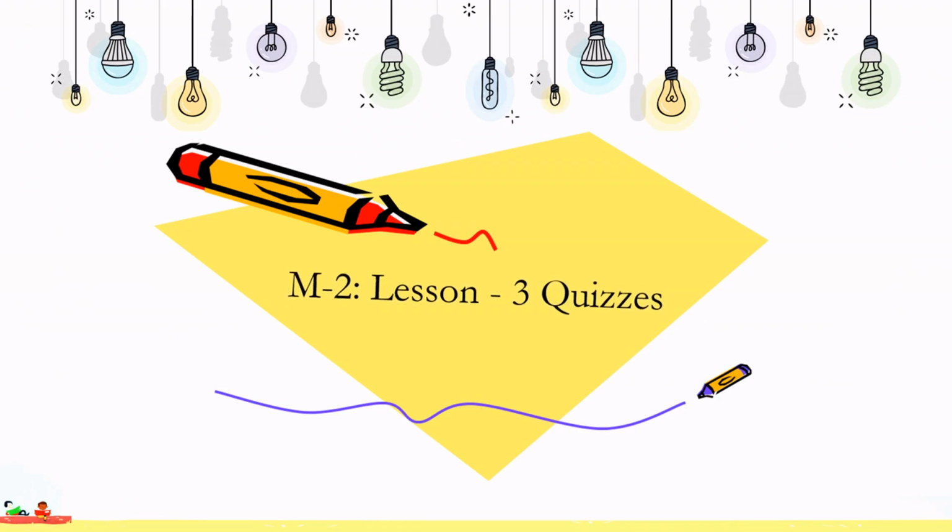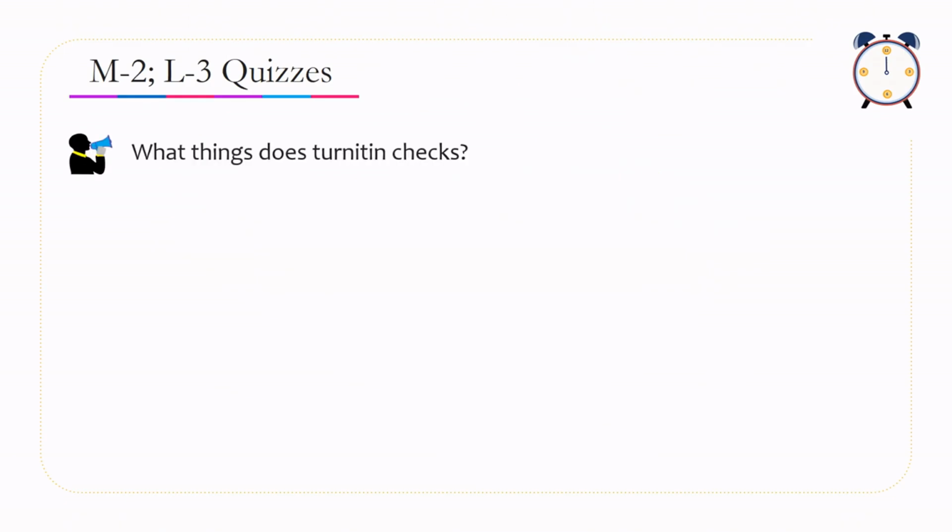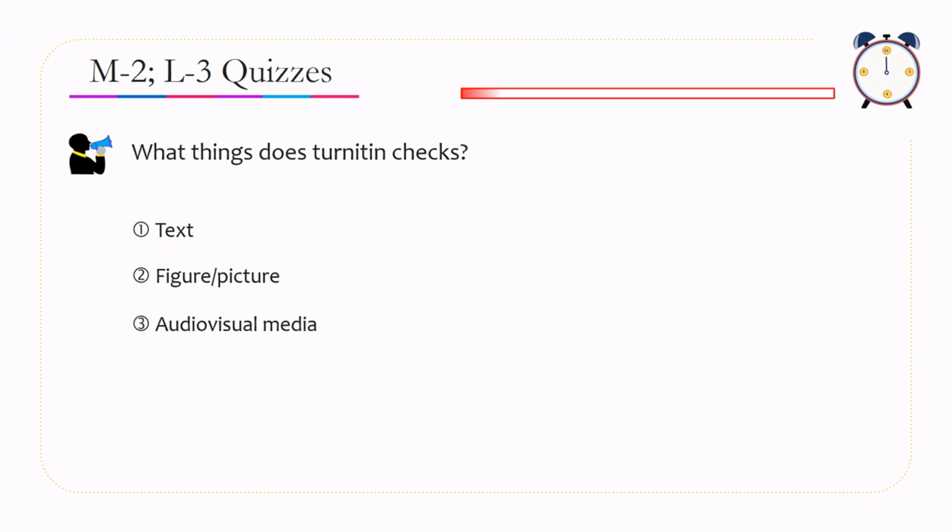Now, let's test your learning by taking the quizzes. You will get 10 seconds for answering each question. Let's begin. The first question, what things does Turnitin check? The options are 1. Text, 2. Figure and picture, 3. Audiovisual media. Your time starts now. Which one is right?